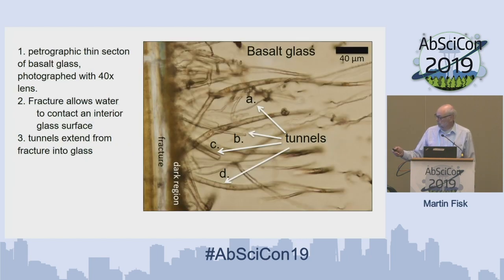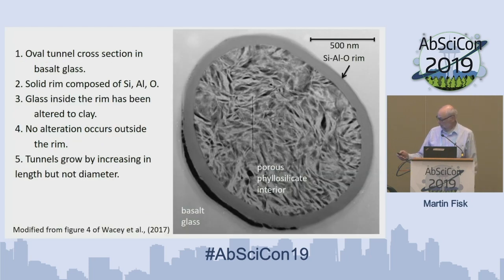So if you cut one of these tunnels in half or across there and look at it in detail, it looks like this. So this is the solid rock, solid volcanic rock glass. This is the interior of the tunnel, and this is all fibrous, porous phyllosilicate clay. And this barrier here somehow forms along that tunnel.